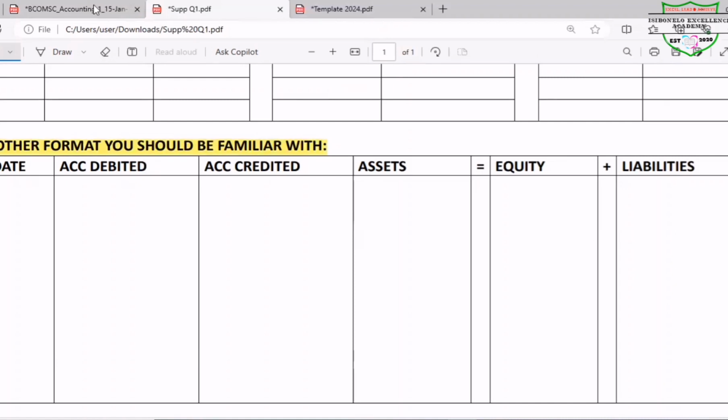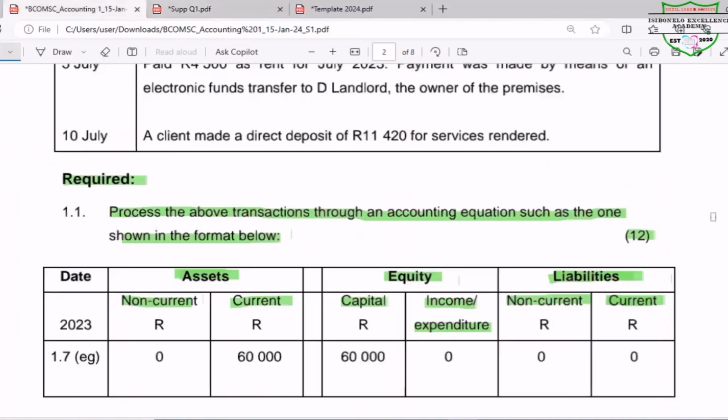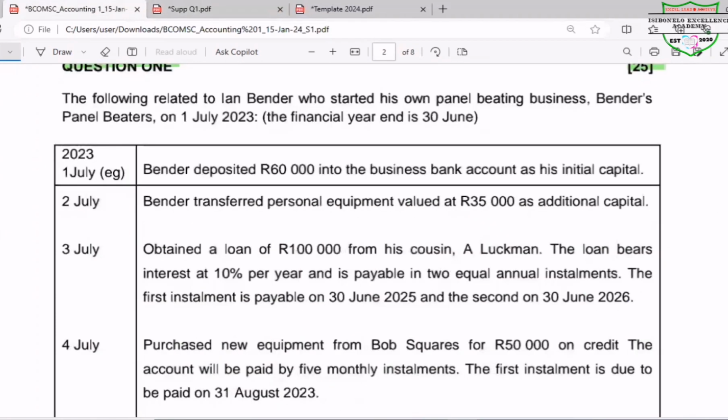Now let us read the information that is given. We have the list of transactions. We're going to read the transactions and record them in the equation. The following relates to Iron Bender, who started his own panel beating business, Bender's Panel Beaters, on the 1st of July 2023. The financial year end is 30 June each year. So we have transactions that took place during the month of July 2023.